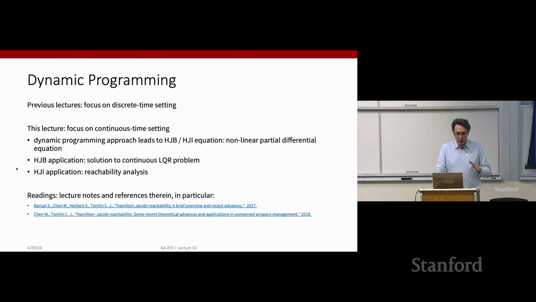So the previous lecture, we focused on the discrete time setting. In this lecture, we focus on the continuous time setting. We will discuss how the dynamic programming approach leads to its continuous time counterpart, referred to as the Hamilton-Jacobi-Bellman equation and Hamilton-Jacobi-Isaacs equation. We'll use the Hamilton-Jacobi-Bellman equation to solve the LQR problem in continuous time. And then we'll use the Hamilton-Jacobi-Isaacs equations to address the reachability analysis problem that I will define later on.